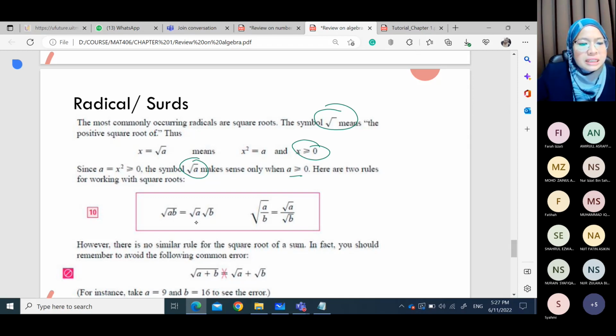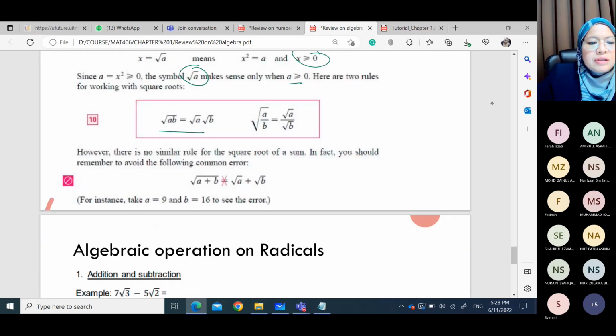So ada dua rule dekat sini. So since we have square root AB, it is equivalent with square root A times square root B. So kalau kita ada bahagi, which is square root A over B, it is equivalent with square root A over square root B. So untuk yang ini, hanya darab dan bahagi saja yang you boleh pecahkan. Tetapi kalau untuk tambah tolak tak boleh. Okay, which is square root A plus B equivalent with square root A plus square root B, tak boleh. Dia nilai dia tak sama. Untuk darab dan bahagi saja.